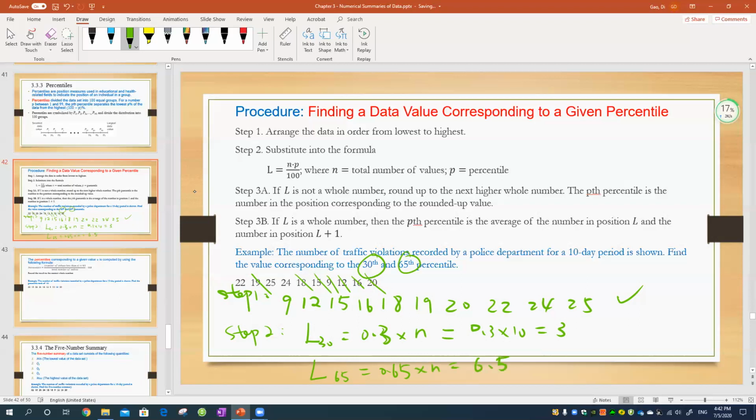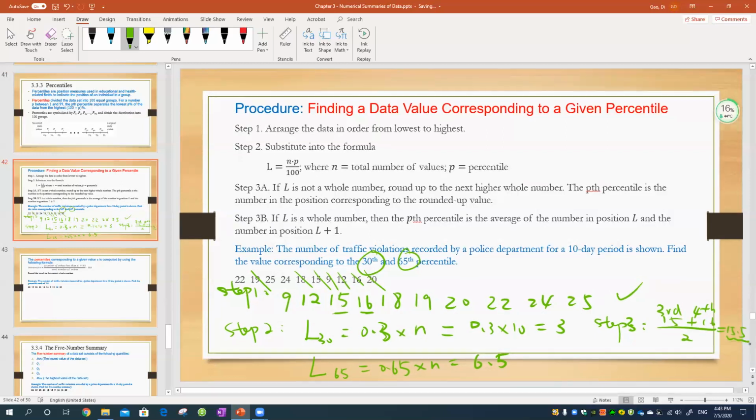So if it is a whole number, then the percentile is the average of the number in that position and the next number. So we got a 3, right? So the 30th percentile is going to be the average of the third and the fourth ordered values. So 15 and 16, divided by 2, which is 15.5. That is the 30th percentile.